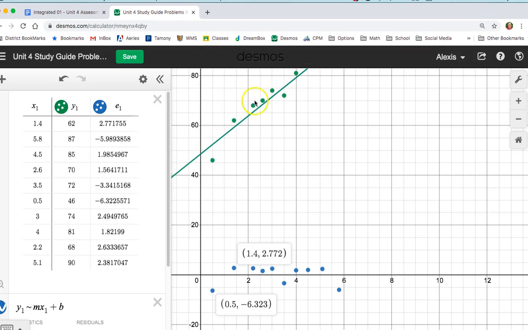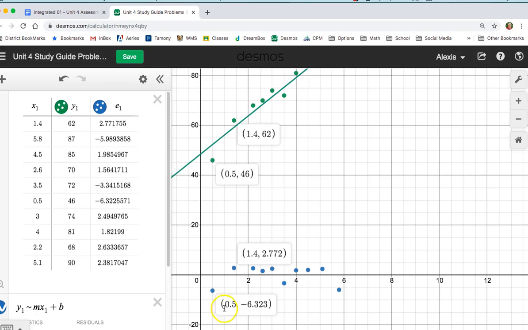Okay. So what we're essentially going to do is draw lines that go through these points up here. So this one here is this data point. So I want a line that is parallel to my least squares regression line that goes through this point. And that's going to be my upper bound. And then I'm going to take this point and draw a line that's parallel to my least squares regression line that goes through that point. And those are going to be my upper and lower bounds.